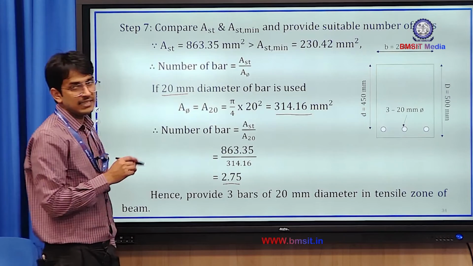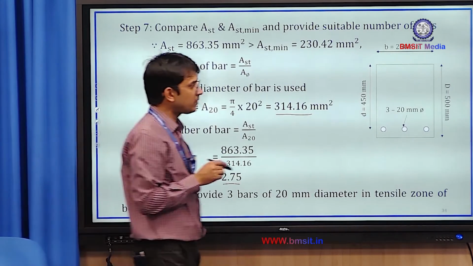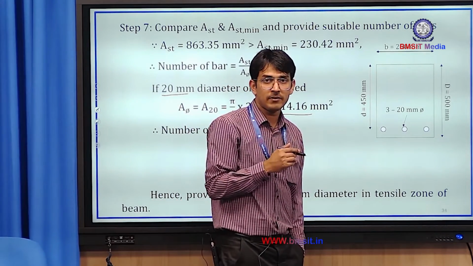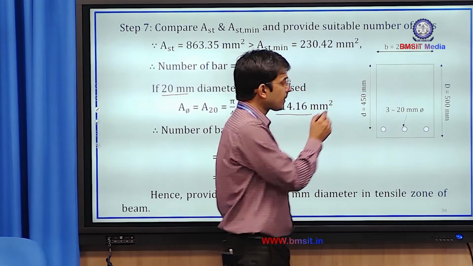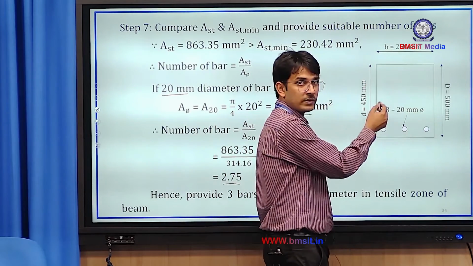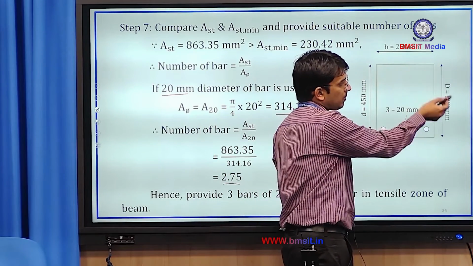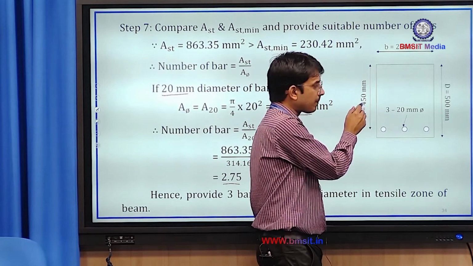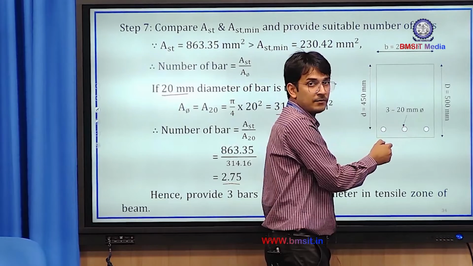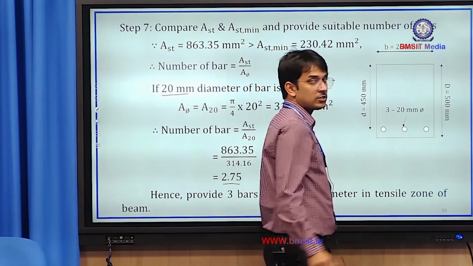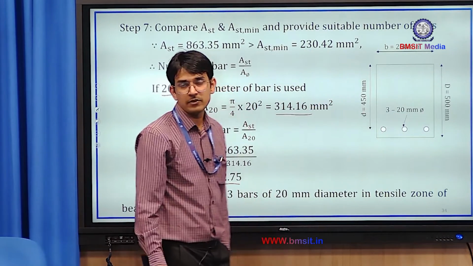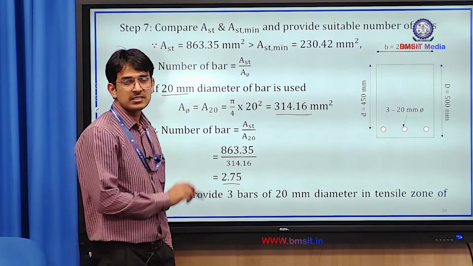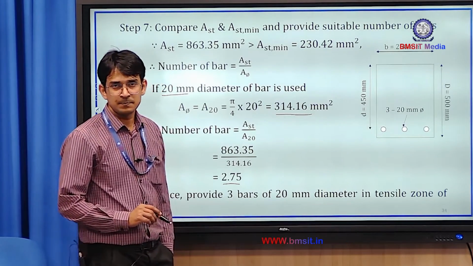So at the end we have to draw the cross section in which we give all the dimensions which we have taken. So you can see that this is the cross section of this beam, in which the size is 250 mm by 500 mm, and up to the center the effective depth is 450 mm. Okay, and 3 bars of 20 mm diameter are provided, which is also mentioned. So this is how we end this question after drawing this cross sectional sketch.